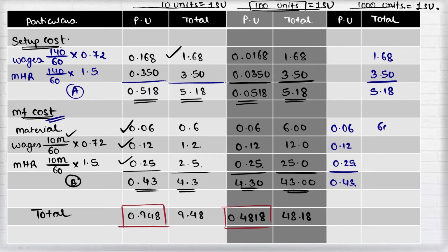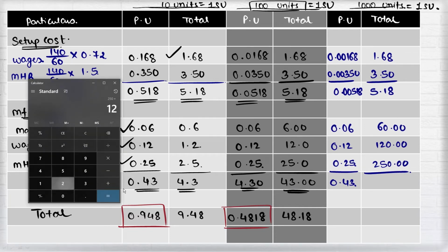This will be 60 rupees. This will be 120. This will be 250 rupees. And setup cost per unit will decrease like anything. It will be 0.00168, 0.00350, 0.0051. You can just total for the same.